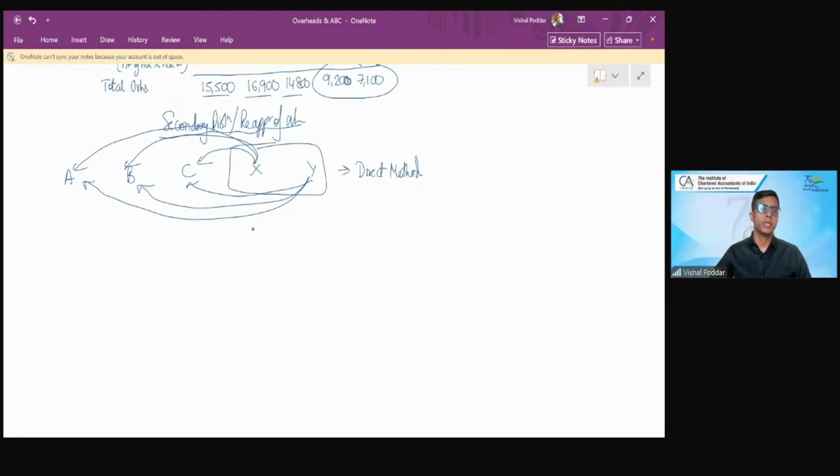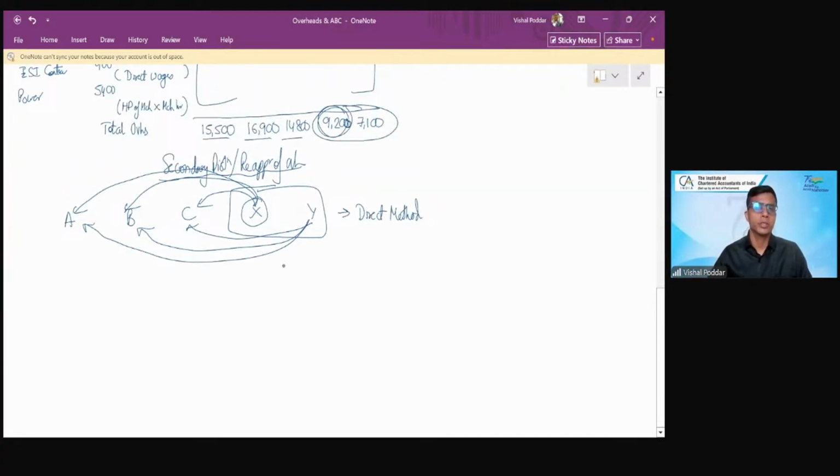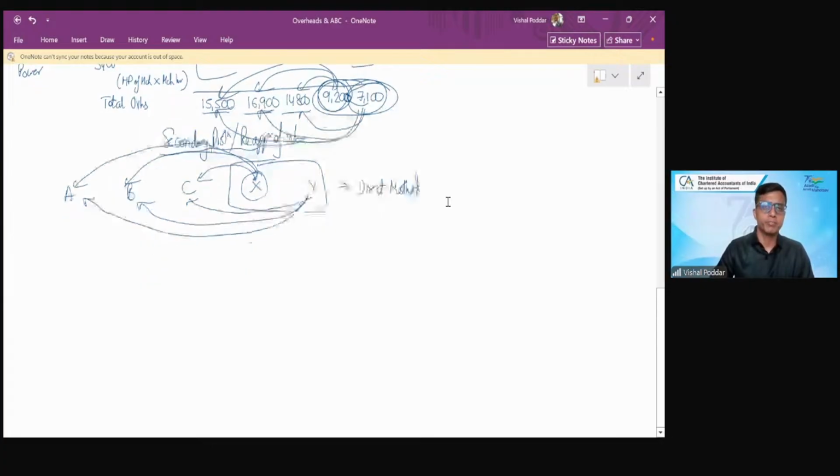Now, what happens in the direct method is you apportion the expenses. Let us say here in the above example, you will apportion this service department one expense only between these three departments as per the ratio given. Then you will apportion this service department two's expenses again only amongst the production departments. So what you are doing is you are apportioning the expenses only to production departments. This is the direct method.